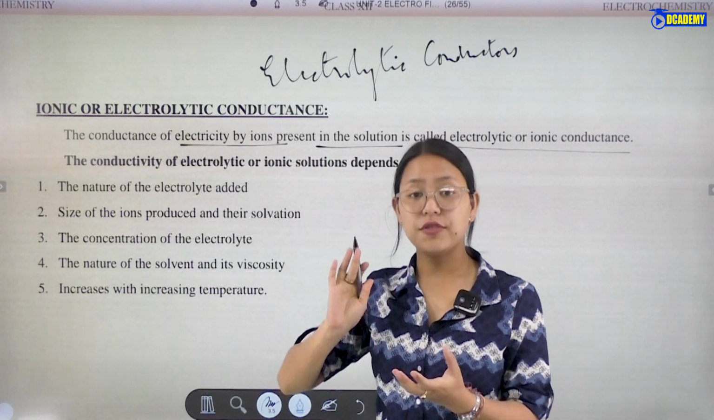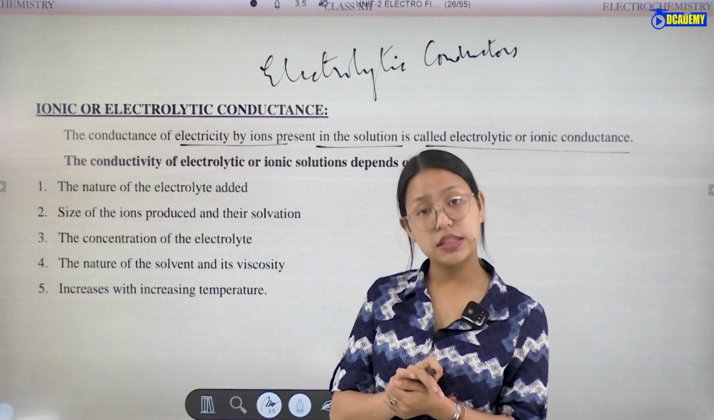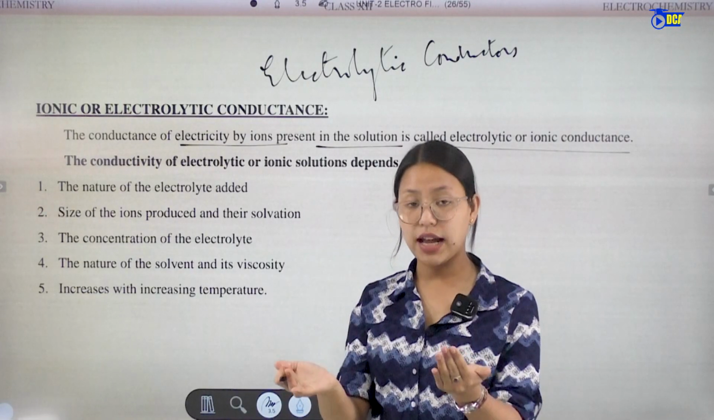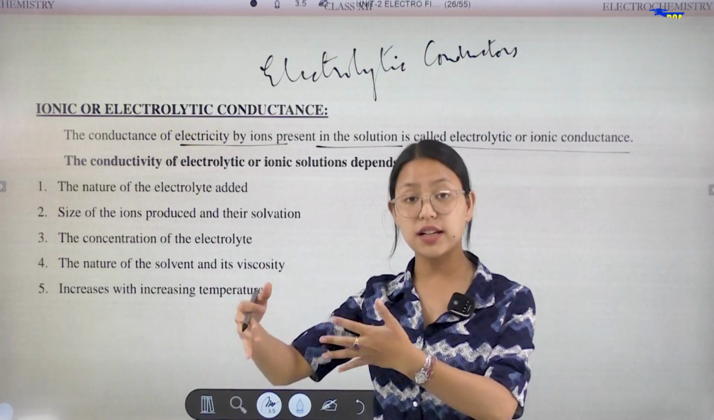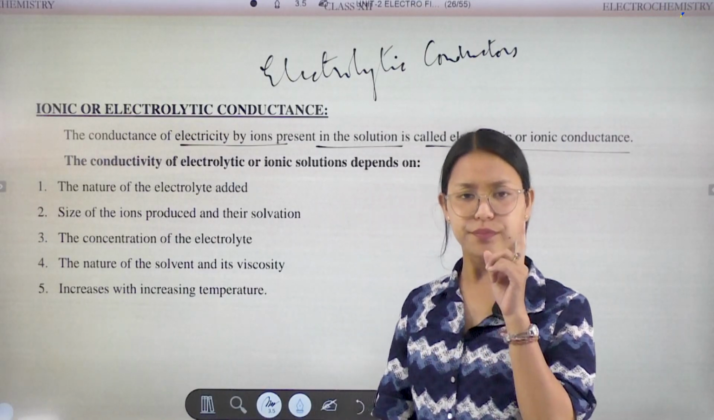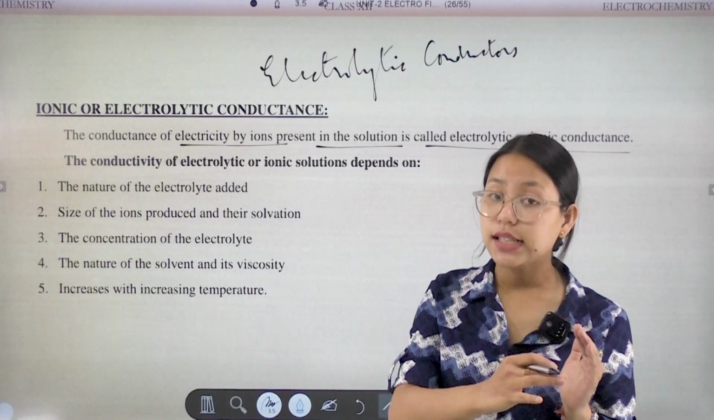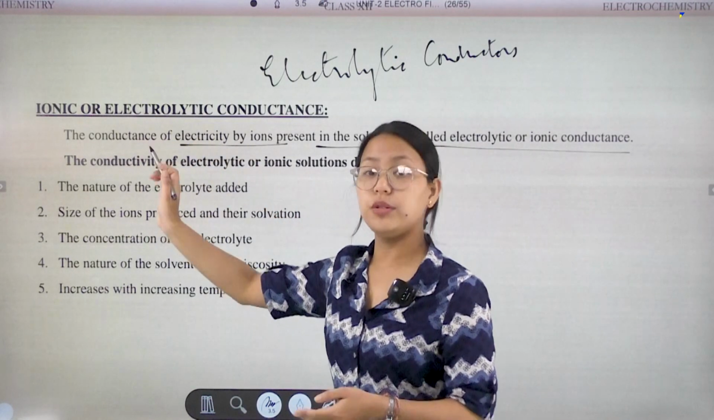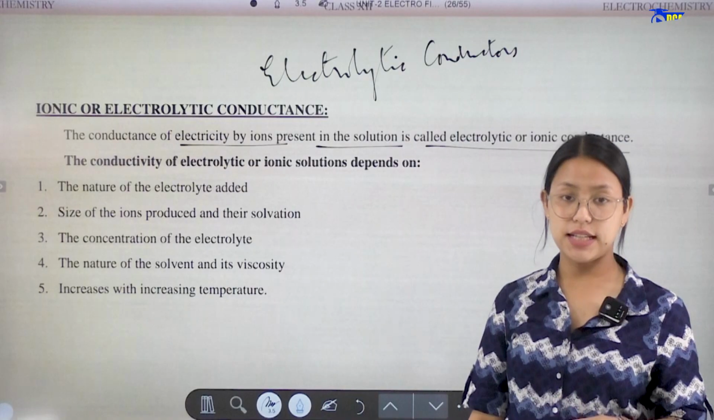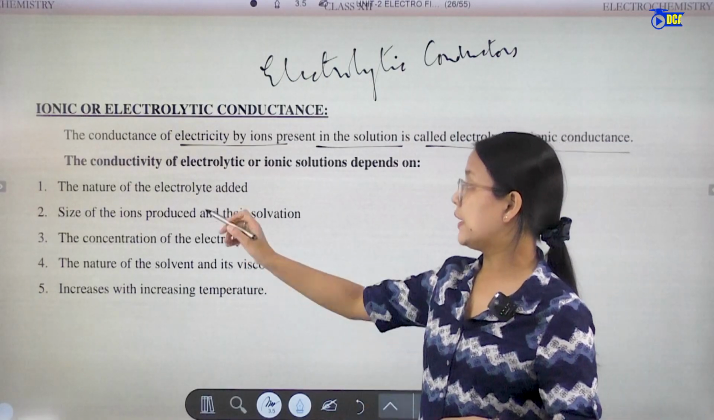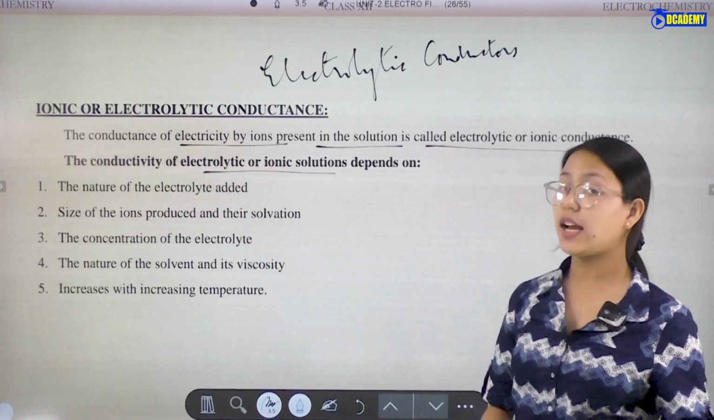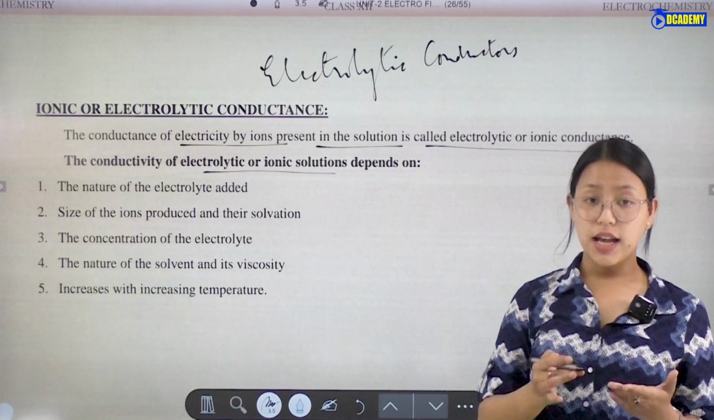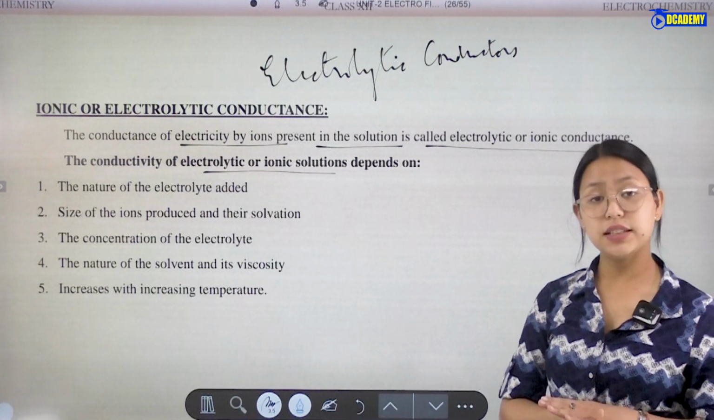For example, if there is a supply of electricity to the ions, the current flows and the ions conduct the electricity. At that time there will be ionic conductance. Now here the conductivity of the electrolytic or ionic solution depends on several factors.